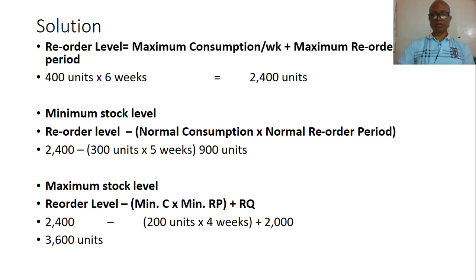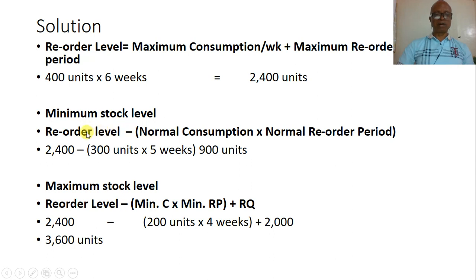Maximum consumption per week multiplied by maximum reorder period. So in this example, we have 400 units as the maximum consumption per week, and then we have 6 weeks as the maximum reorder period. Remember, we have 4 to 6 weeks, so the maximum is 6. So what you have there is 2400 units. Now let's look at the minimum stock level.